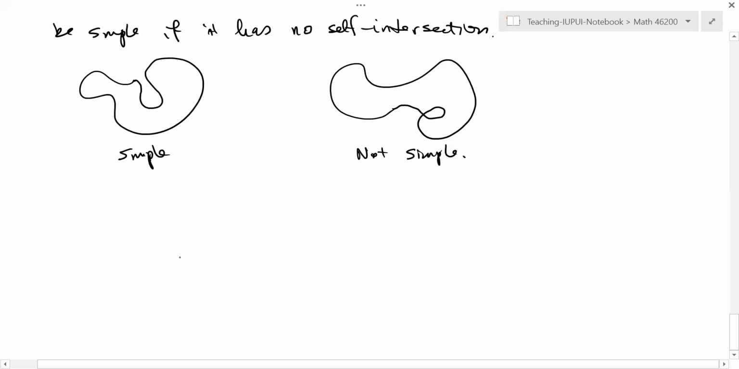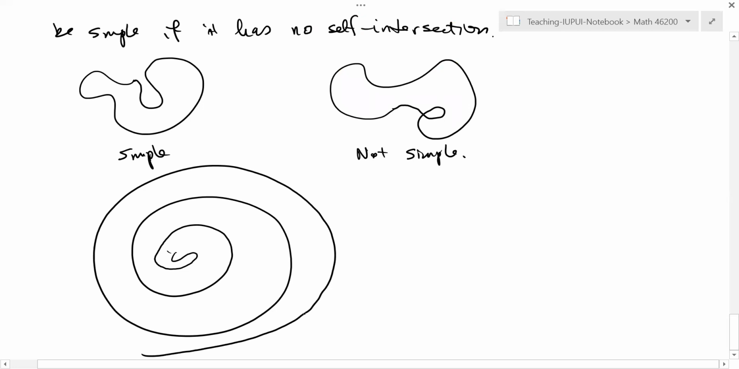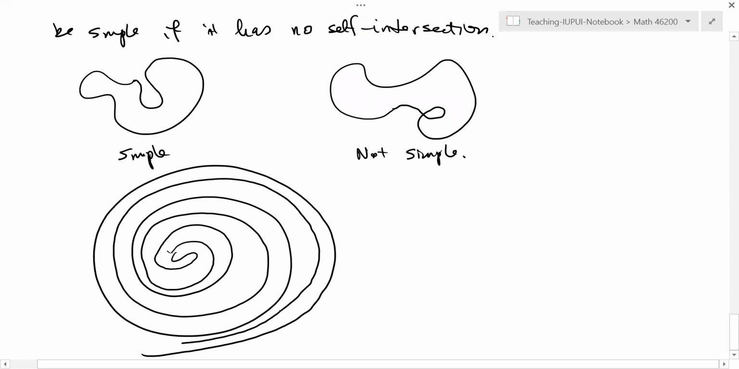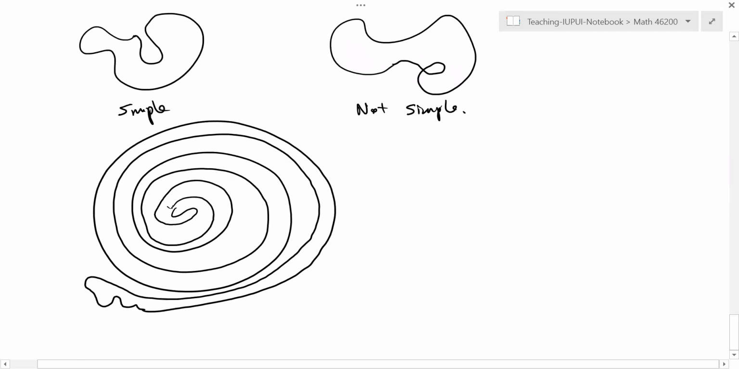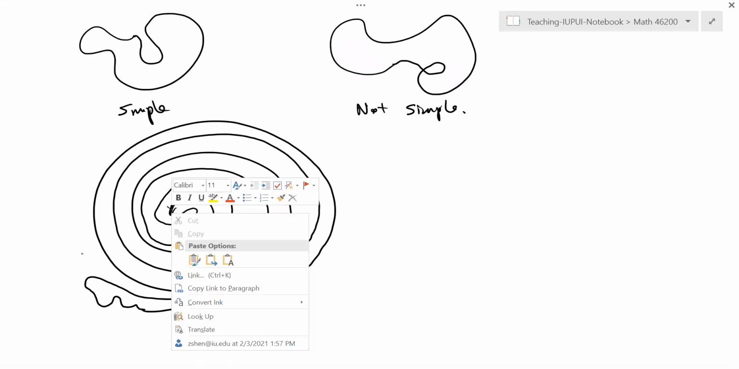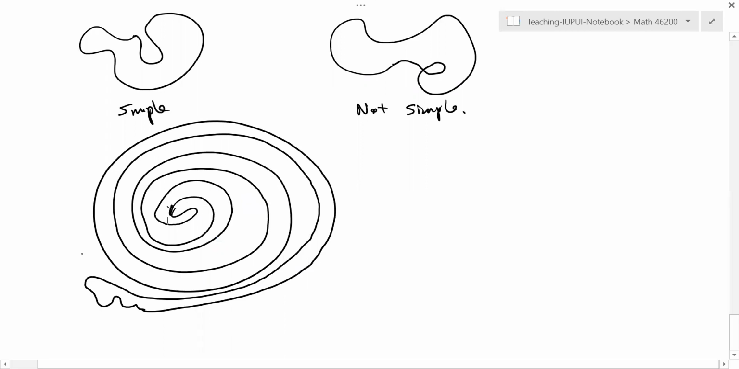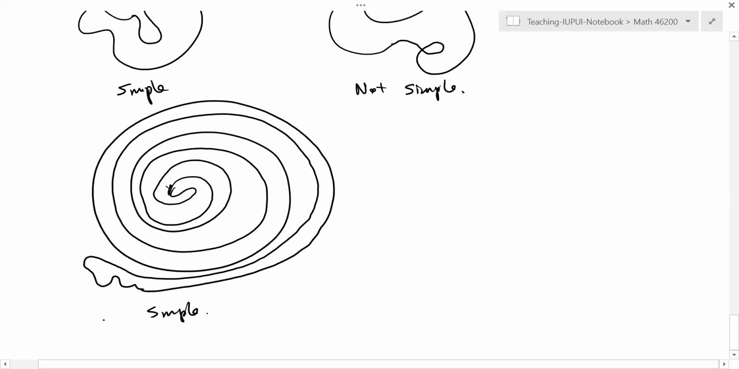And how about this? Let me draw a complicated one, okay? Okay, let me continue. It's a simple curve. The answer is it is a simple curve. It is simple, because there's no self-intersection. It's still simple, right?